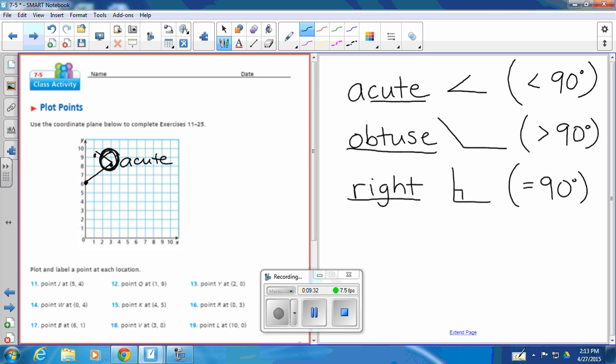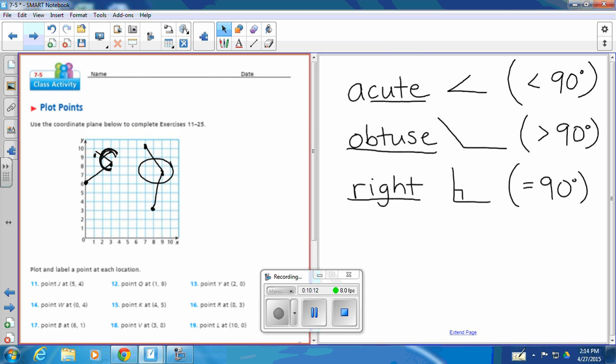An obtuse angle might look like this. Let me erase this so I'm not blocking myself. P, Z, and R would be 7, 10, 9, 7, and 8, 3. If I were to do these and connect the dots, look at this bend. That's obviously an obtuse angle. That is much larger than 90 degrees.